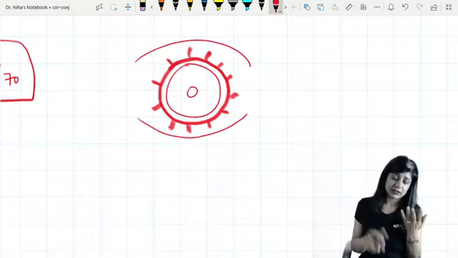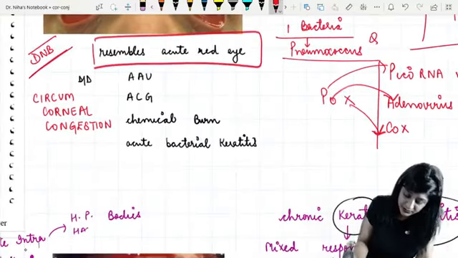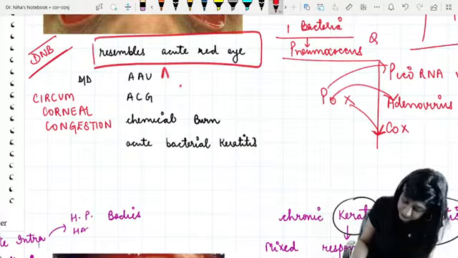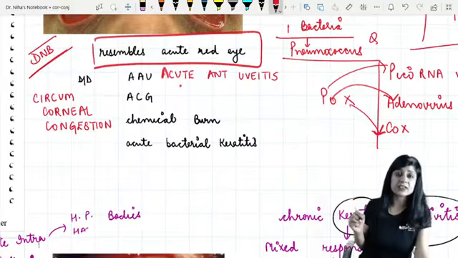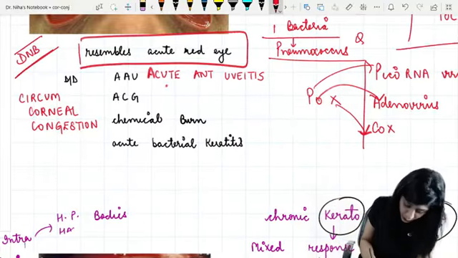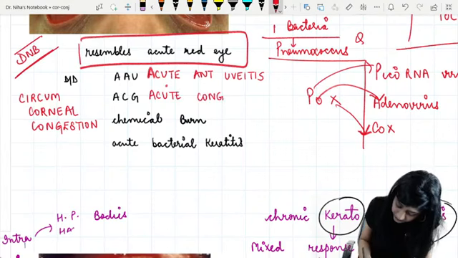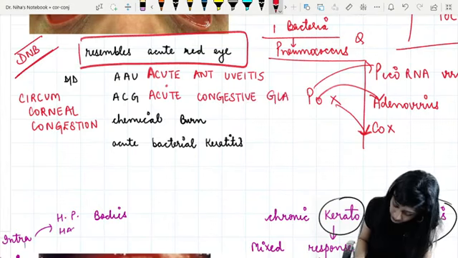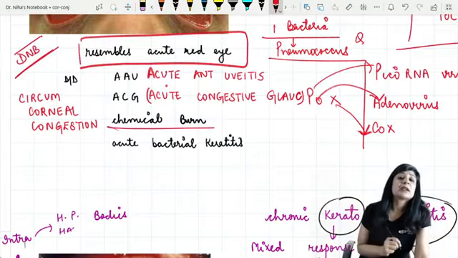So where do you get it? You get it here in acute anterior uveitis. Very, very important is your acute anterior uveitis. Then another one is your acute congestive glaucoma, right? Then a very, very important thing is your chemical burns.